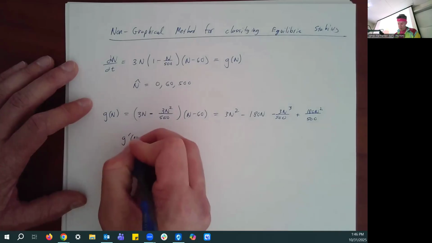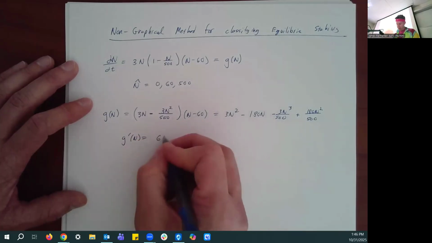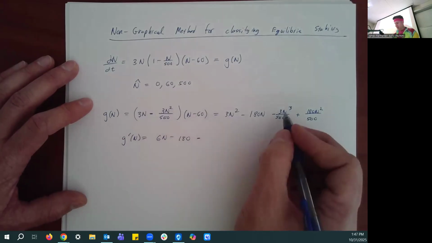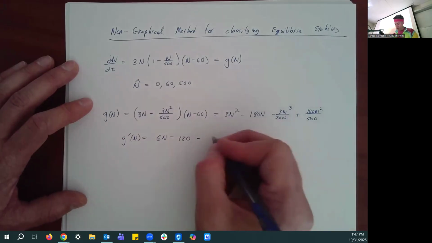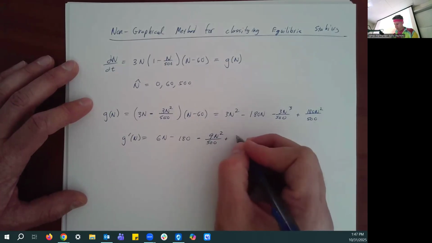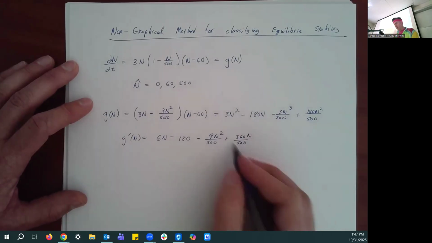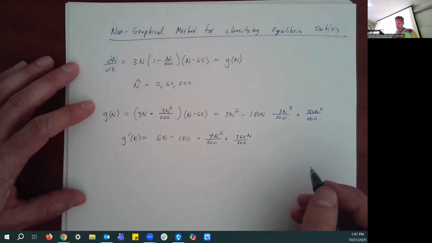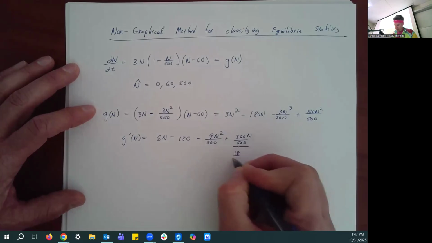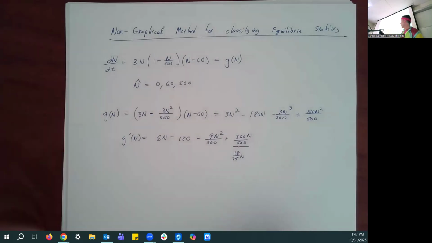g prime of N is going to equal 6N minus 180 minus the derivative of N cubed, which is 3N squared, so it's going to be 9N squared over 500. And then the derivative here is going to be 360 times N over 500, which I could probably reduce to 36 over 50 or 18 over 25. That's 18 over 25 N. But I'm not going to worry too much about it.